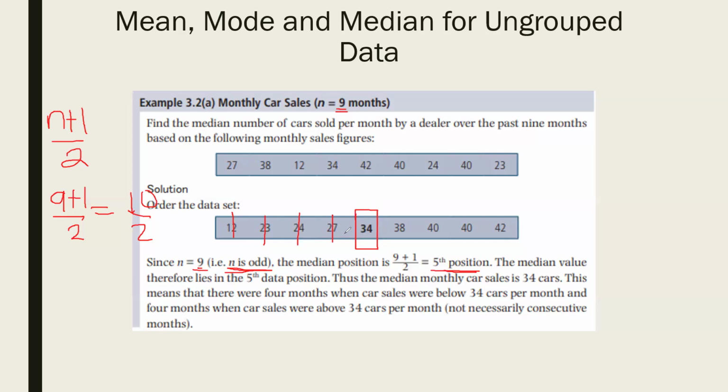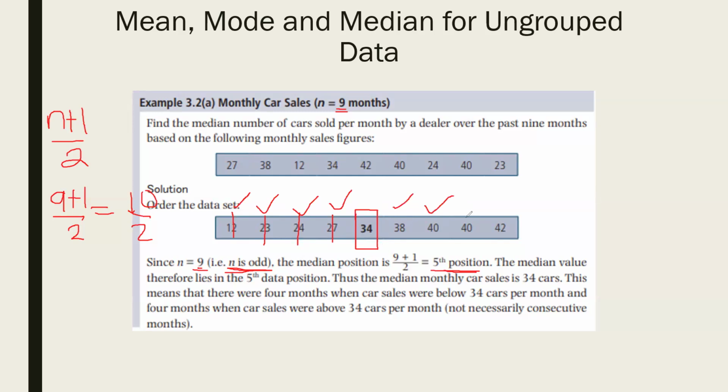Let's verify if that's correct. How many values are on the left side of this value here? We've got 1, 2, 3, 4. Okay, let's count the values after this middle value here.